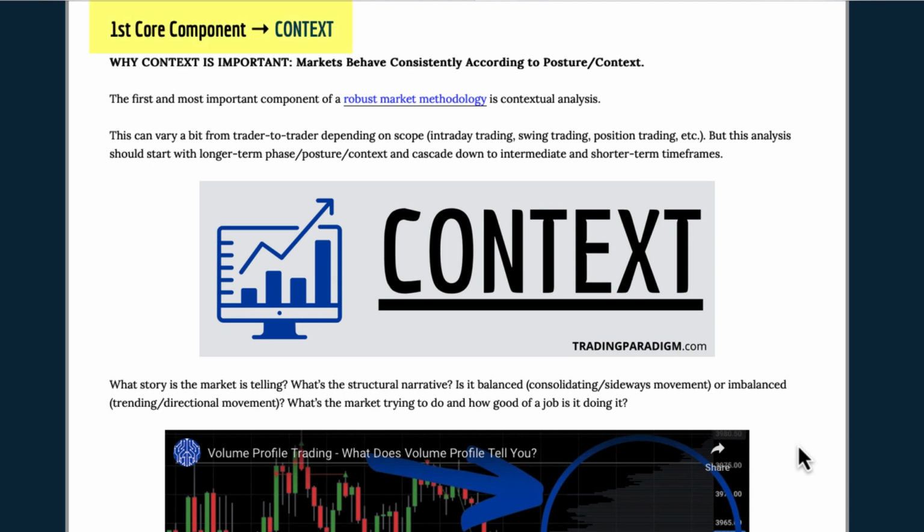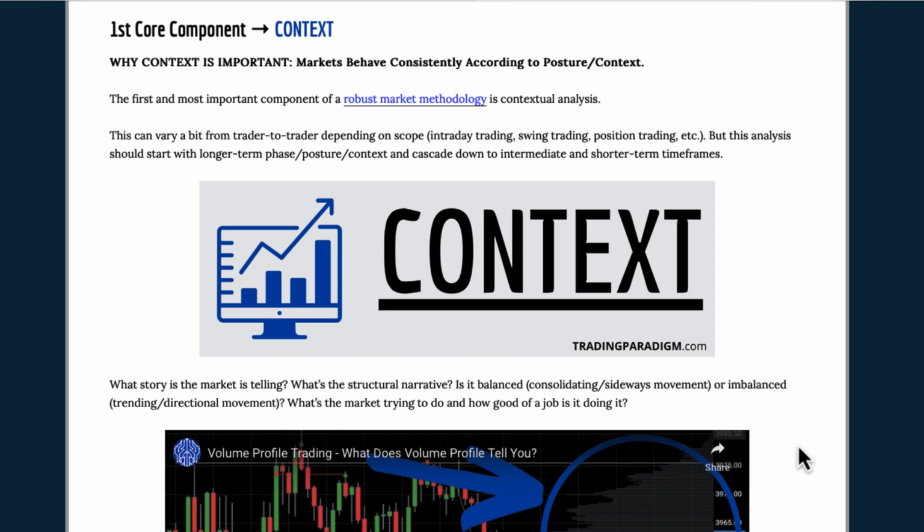The first and most important component is context. Context is important because markets behave with relative consistency according to context. A lot of new traders, for example, will come across an indicator and find that it works great for a week or two, and then all of a sudden, it doesn't work so well anymore, and they have no idea why. But it's because blindly following some indicator without regard to context is inadequate.